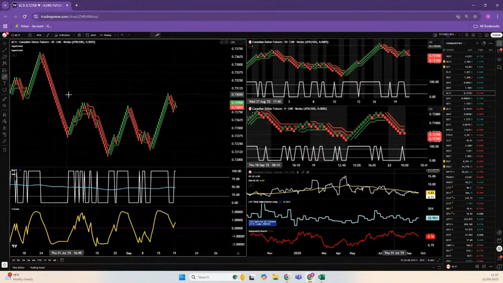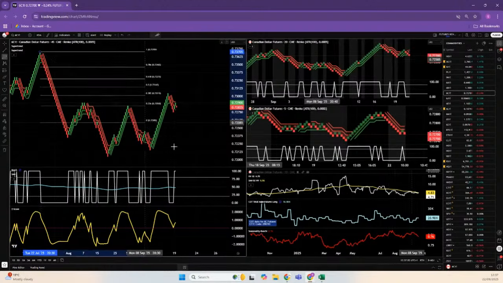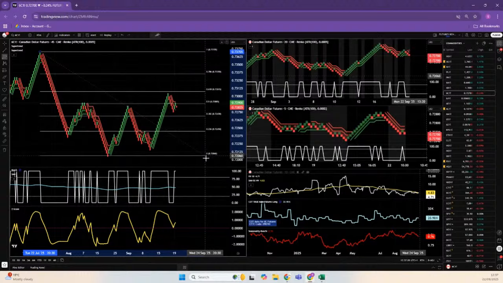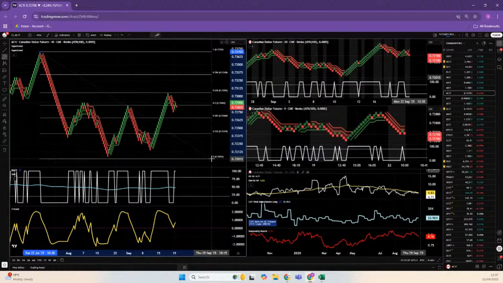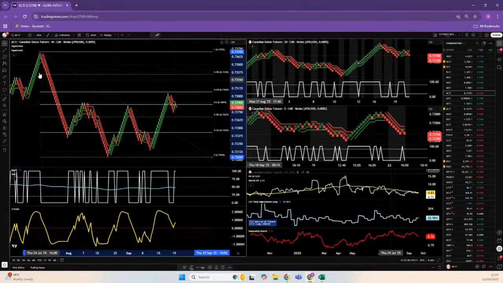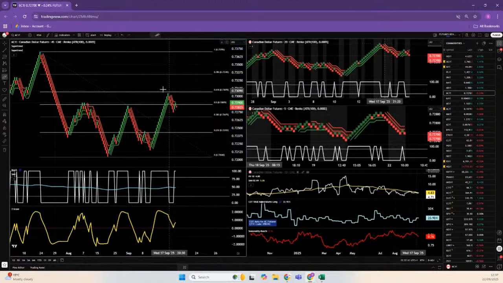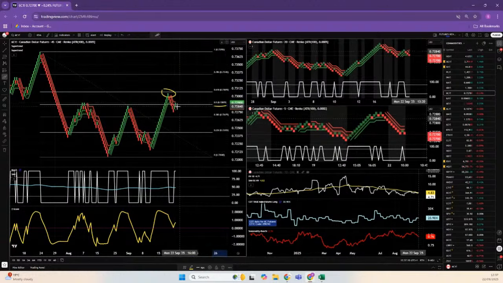Canadian dollar looking range bound. Let's draw on the Fibonacci's there, and blend the old Fibonacci's nicely. As you can see, stalled at the 7037 mark, then back down to the next one, 7287.